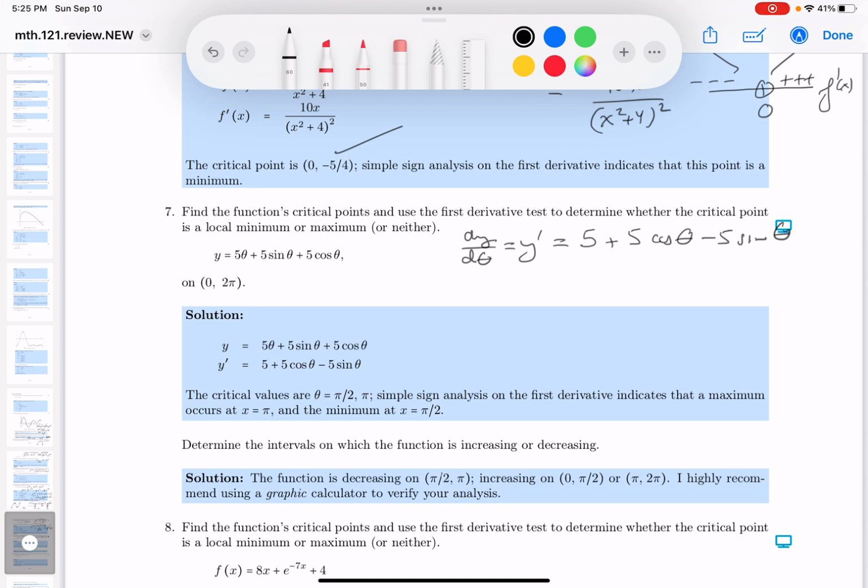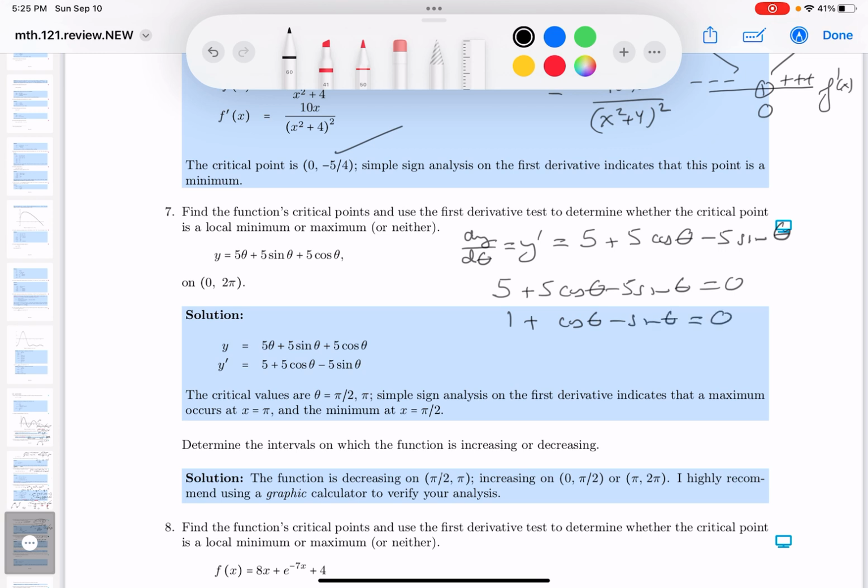So what I'm going to do over here, I got to find out where this thing takes on a 0, because it's defined everywhere between 0 and 2 pi. So I'm going to write this down for you. 5 plus 5 cosine theta minus 5 sine theta. And the big question is, when is it equal to 0? Let me divide through by 5. You get 1 plus cosine theta minus sine theta is equal to 0.